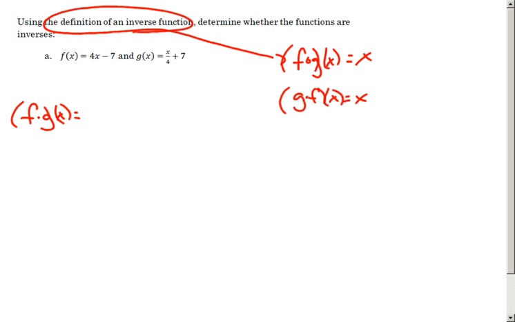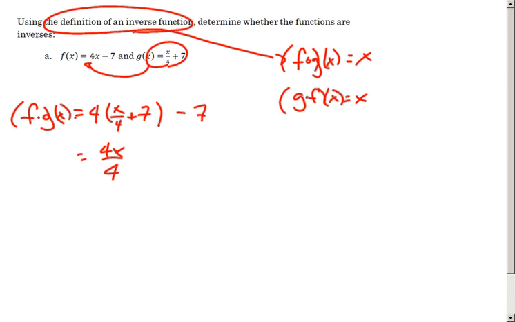And so when you do that, I'm going to take g, I'm going to plug it in for x. Apparently I need to get the board calibrated, sorry. And so you're going to go ahead and do that, and there's supposed to be a 4. So you're going to multiply that out. So then you've got, oh, and then minus 7, sorry. So then you're going to get 4x over 4 plus 28 minus 7, so that's going to equal x plus 21. So not an inverse. Ta-da!